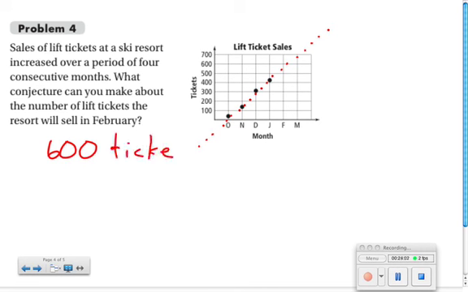Just for the sake of clarity, can someone give me an example of what would be a really bad conjecture based on the graph? Kristen? 700. 700 is kind of out there. If you're guessing 200, that would also be kind of a bad conjecture. Okay, anything in the 500 to 600 range, I would say you're good.